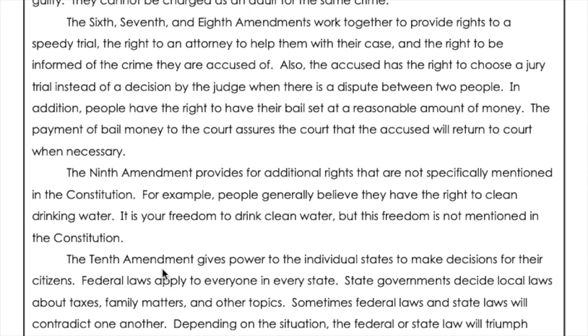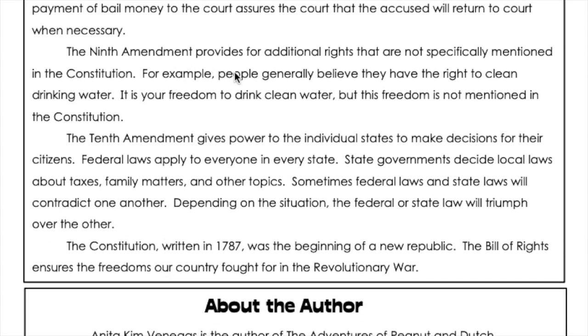The Ninth Amendment provides for additional rights that are not specifically mentioned in the Constitution. For example, people generally believe they have the right to clean drinking water. It is your freedom to drink clean water, but this freedom is not mentioned in the Constitution.